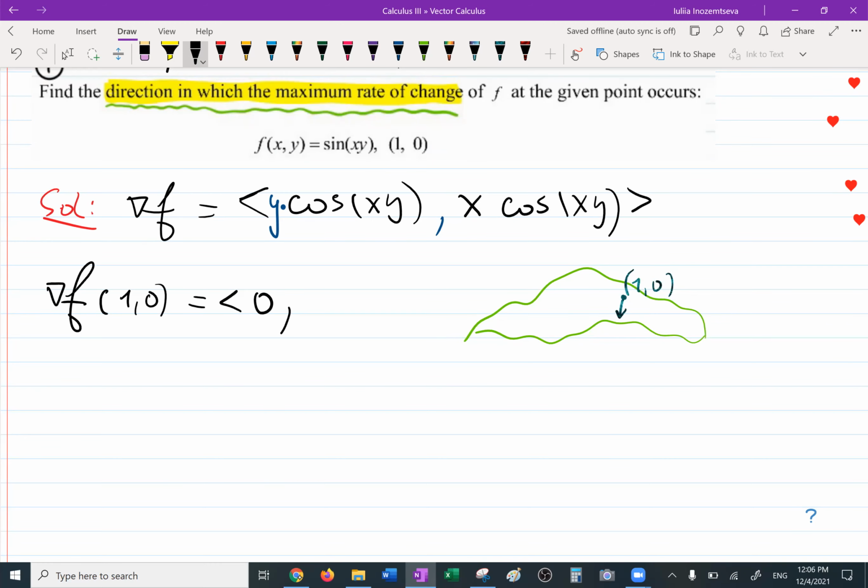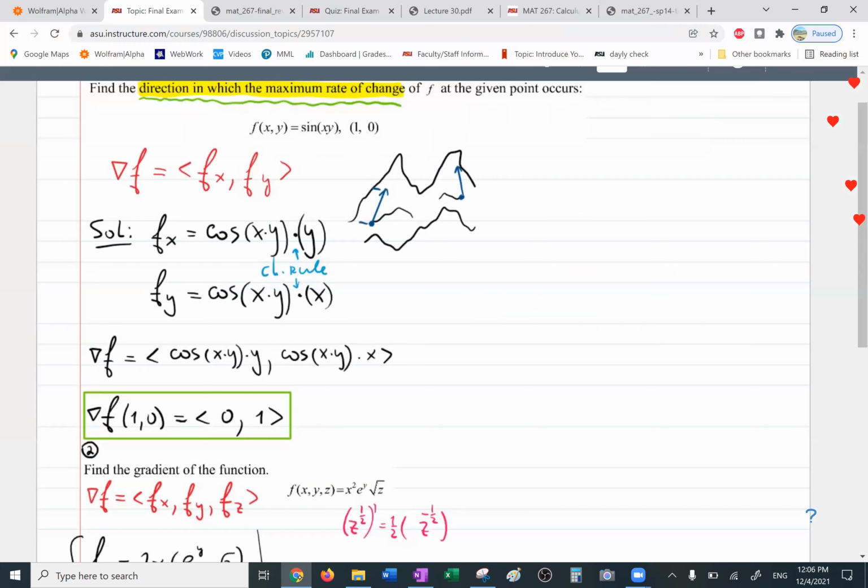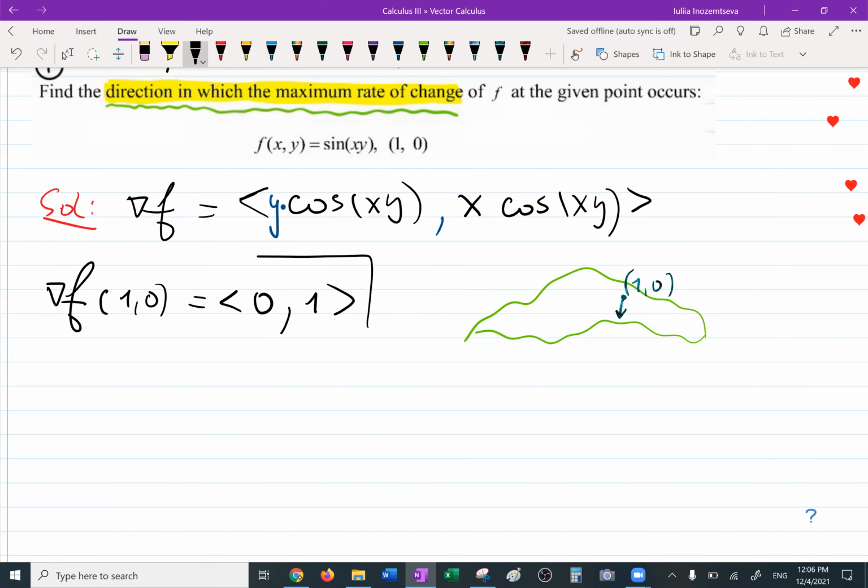This is 0, and this is 1, I think. Yep. So that is a good question for the multiple choice, to be honest. You just need to recognize what to do. If it's three-dimensional, you just have a third variable.